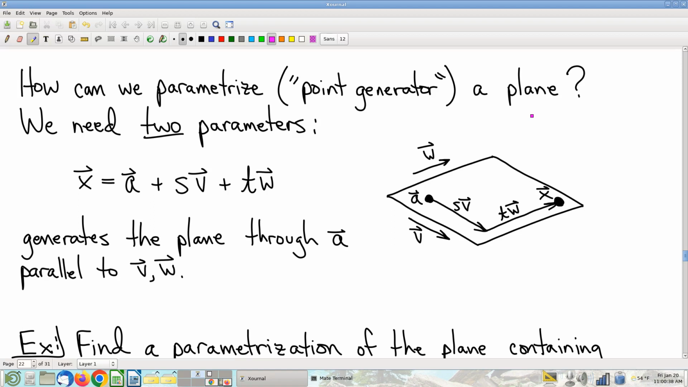Anyway. So the idea is, if you were given a point on the plane, and if you were given a couple of vectors, V and W, that are parallel to the plane, I claim we can use this information to parameterize the plane. In other words, we can use that information to generate all of these points X that are on the plane.